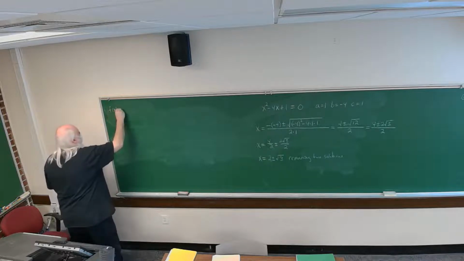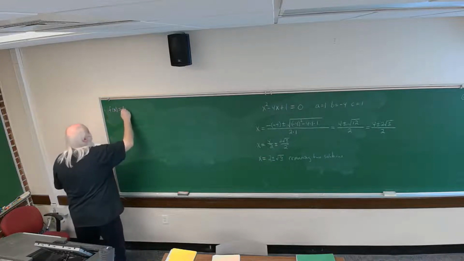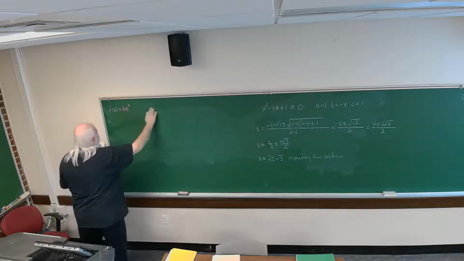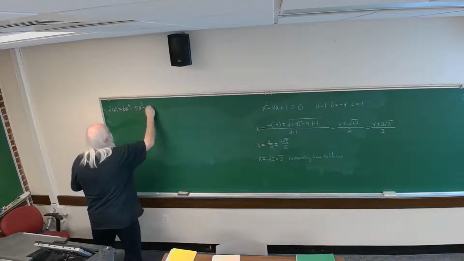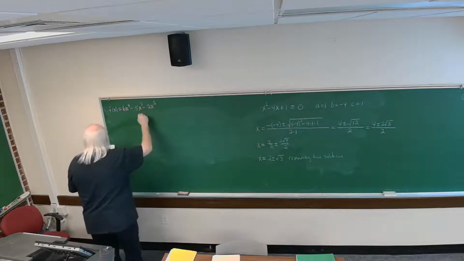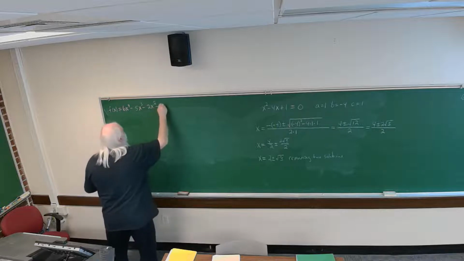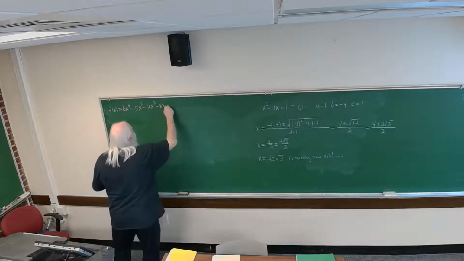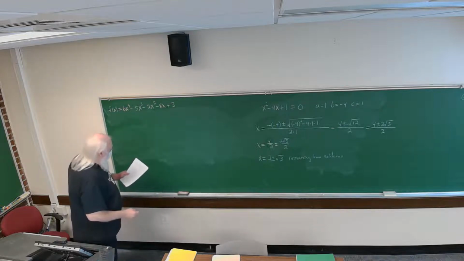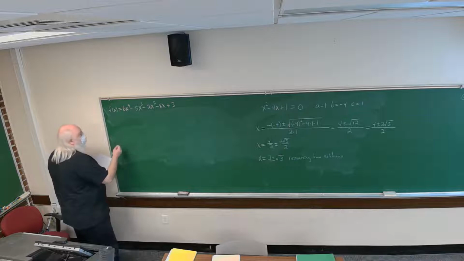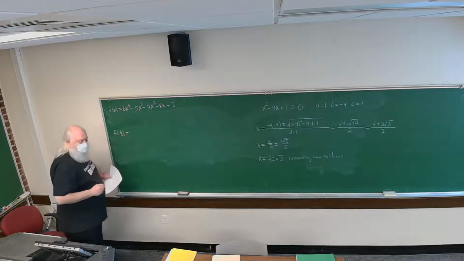f of x is equal to 6x to the 4th minus 5x cubed minus 2x squared minus 8x plus 3. All right. So f of 1/3, you just put in 1/3 in for x, right?